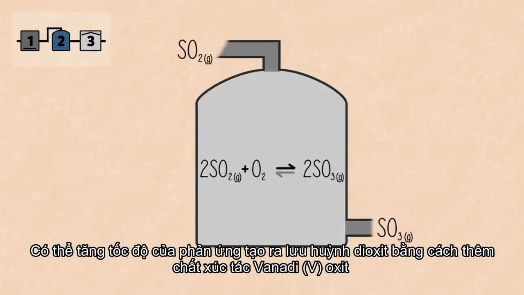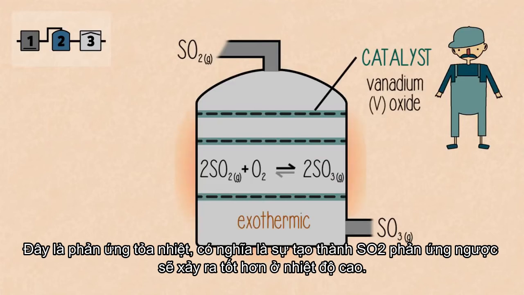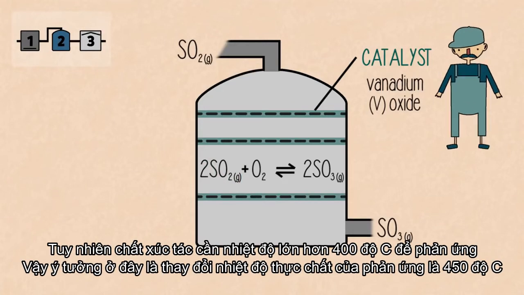This reaction can be sped up to form sulfur trioxide by adding a catalyst, vanadium oxide. This is an exothermic reaction, which means it gives out heat. Usually, this means that the formation of sulfur dioxide, the backward reaction, would be favoured at higher temperatures. However, the catalyst needs a temperature over 400 degrees centigrade for it to work, so the idea is a trade-off. The reaction actually takes place at 450 degrees centigrade.